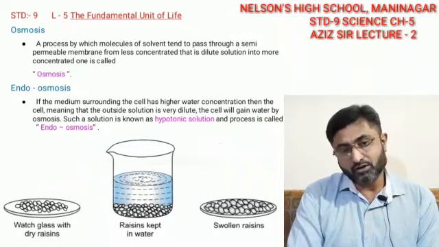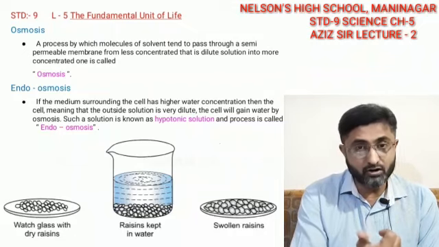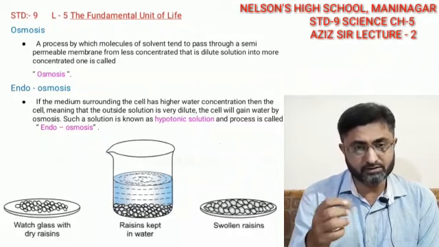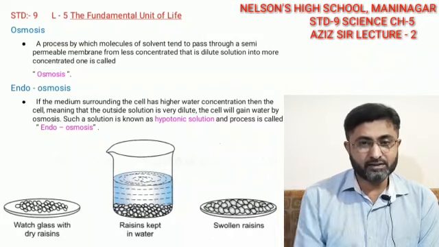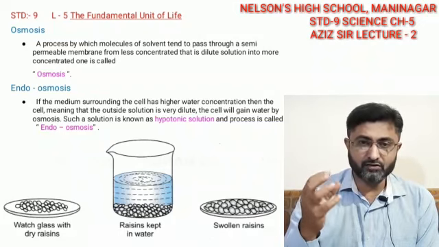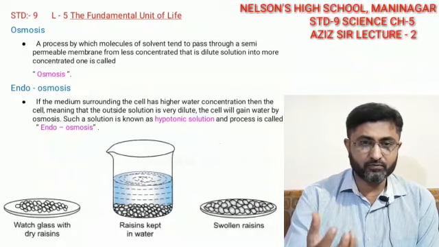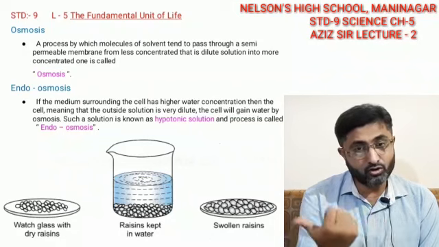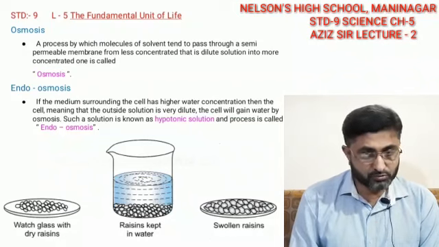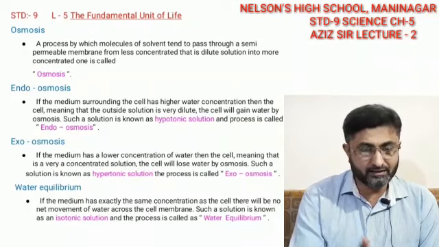So the water starts passing from higher water concentration to lower water concentration, and slowly, if you put it in at night and see it in the morning, you will see this raisin has swollen up, filled with water. This process is called endo-osmosis. In endo-osmosis, the water is getting inside the cell.